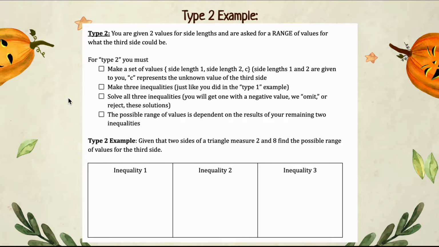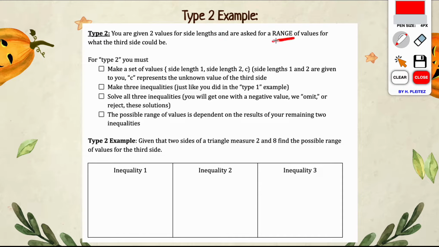All right, so type 2 example. In this type of questions, we are given two values for a side length, and we are asked for a range of values for what the third side could be. So for this type of example, you're going to have to make a set of values first. Now, side length 1 and side length 2, these are going to be given to you. C is just going to be the missing side that we're trying to find, right?